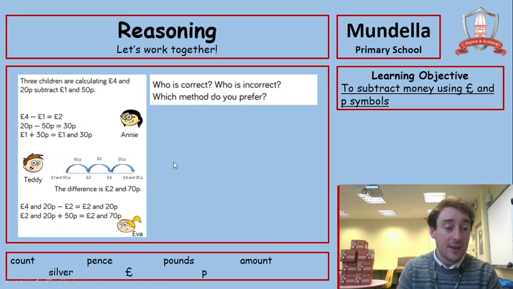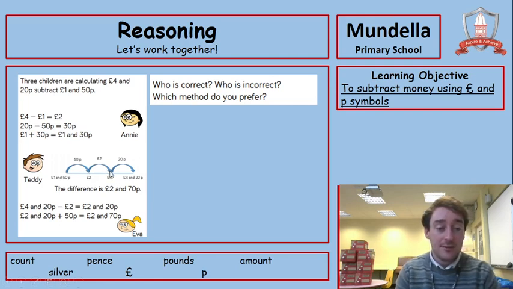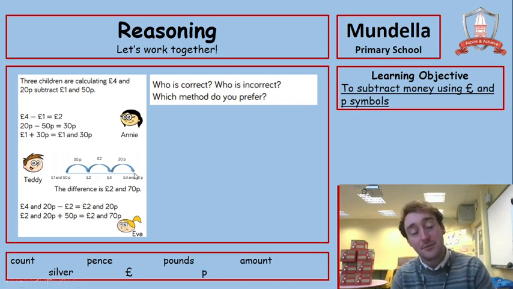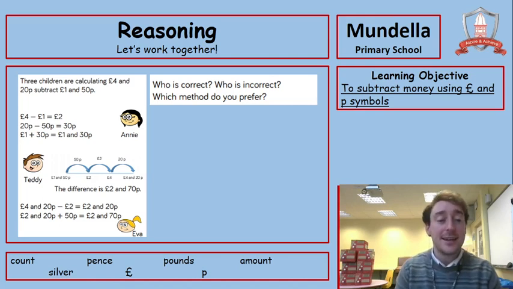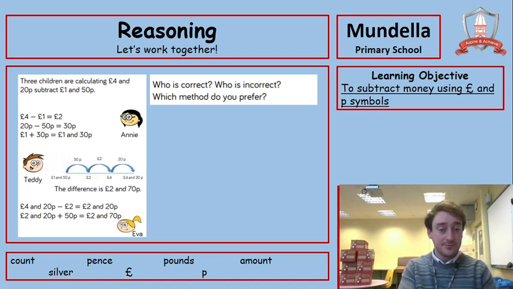And he knows that if he adds another £2 on, that'll get him to £4. And then just another 20p and he's at £4.20. Then what he's done is he's added all of these up and he's got the difference is £2.70. Okay? That looks right to me. I would say that Teddy is correct. I would say that Annie is incorrect.